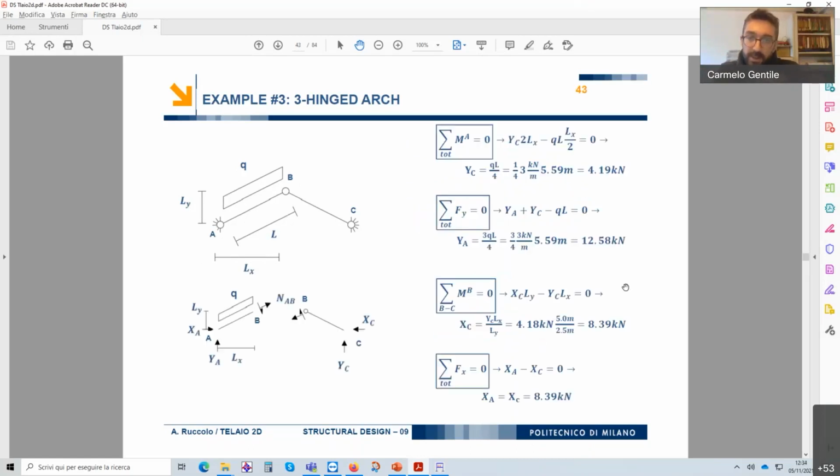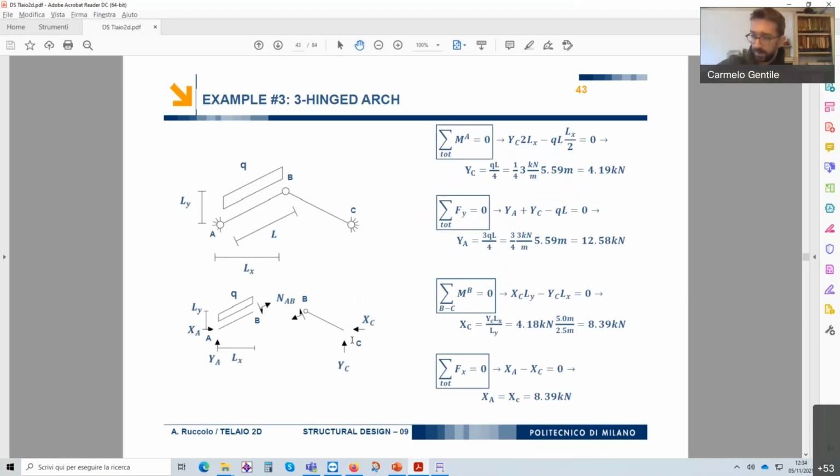Now, if we want to solve this structure, the first thing we have to do, and you know very well, is make explicit all the external reactions. So horizontal and vertical reactions in node A, horizontal and vertical reactions in node C.